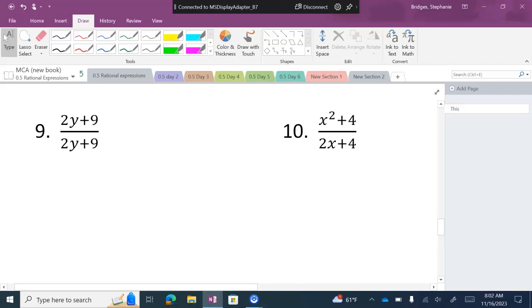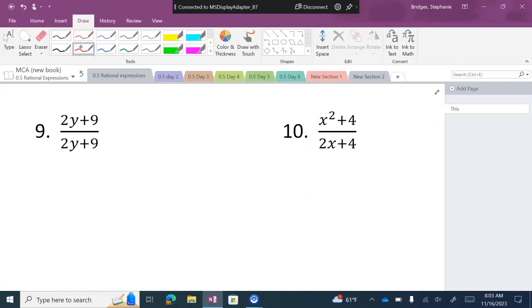If we look at number 9, can I factor either one of those? Do they have a GCF? That's where we're first starting. No. It's only 2 terms, and they're not both perfect squares or perfect cubes. However, what do you notice? They're exactly the same. So can I just cancel the whole 2y plus 9 with the whole 2y plus 9?